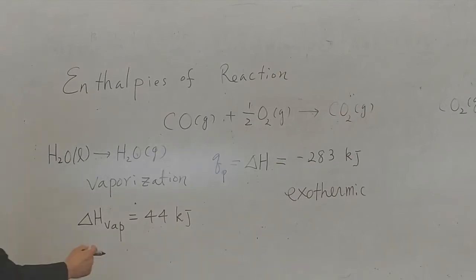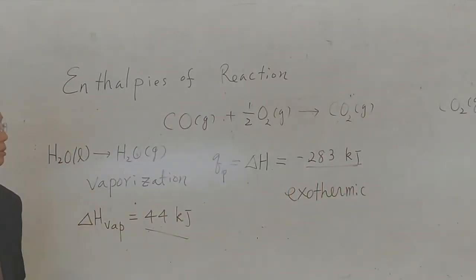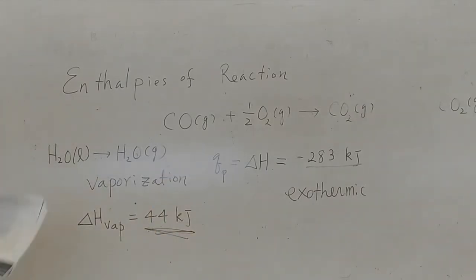Compared to this 44 kilojoules to 283, this is almost 1/10 of the heat required. Because this H2O molecule is a non-bonded interaction. To separate H2O interactions, hydrogen bond interactions, and to evaporate to H2O gas, they need 44 kilojoules. Compared to covalent bond, this hydrogen bond requires about 1/10 of the energy.